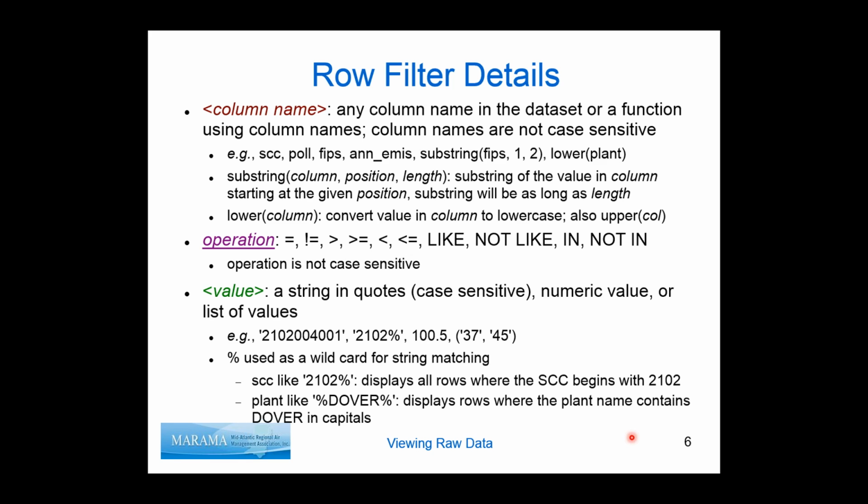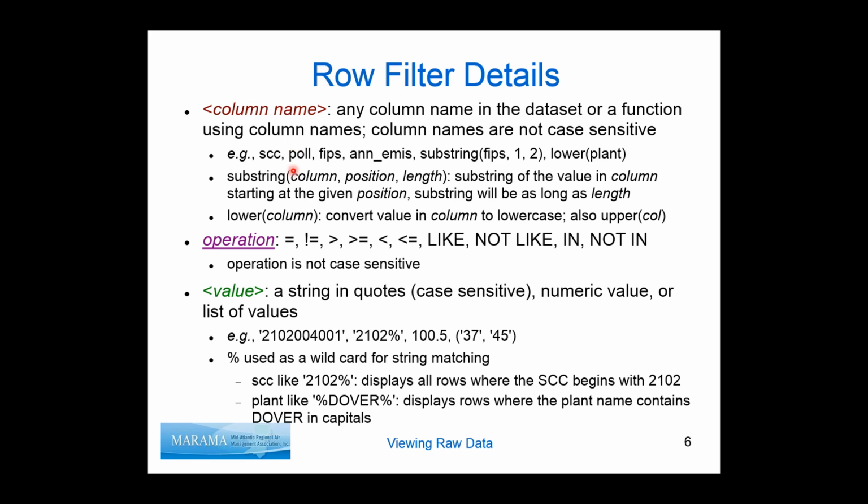Okay, so then just some more details about what these different parts of this expression, this row filter, can be. We talked about the column name, and this can be any column name that's in the data set, or it can be a function that uses the column names. Like we saw an example of substring of FIPS. We were using the column FIPS, and then a function that works on that column. And these column names are not case sensitive. You'll see the column names are usually capitalized in the data sets, but you don't have to worry about the capitalization in your row filter.